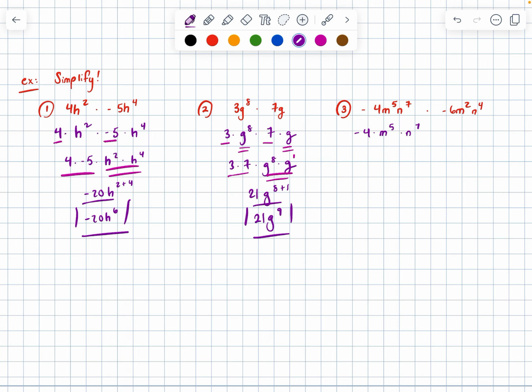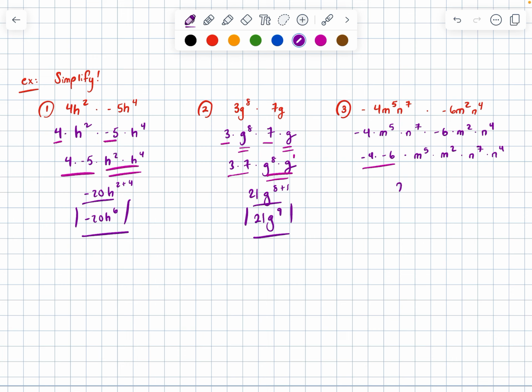Let me break this down using some multiplication. So I'm going to take each of these pieces, pull them apart, make the invisible visible. From here, I know how to multiply -4 and -6. Let me group those two together. m to the 5th, I know how to multiply by m squared. Let me put those two together. And then n to the 7th and n to the 4th, I'll pair those two up as well.